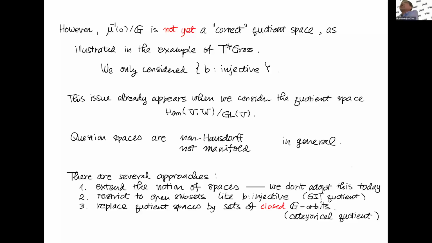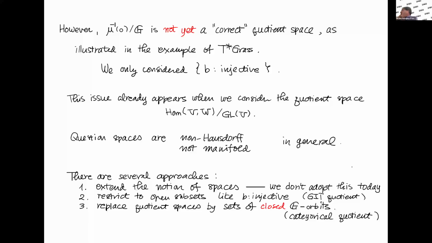So the second one is which I already explained. So I just restrict to open subset, like B is injective, and this is called geometric invariant theory quotient. In geometric invariant theory, you don't consider the naive quotient or stack. So you just take open subset of the original space and take the quotient. Then you can hope that the quotient space to be a nice space, removing this non-Hausdorffness. So not only in symplectic geometry or the theory of quiver varieties, GIT quotient has been used in various places, and maybe some of you already know about it.